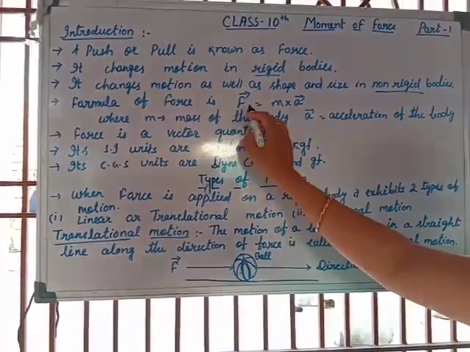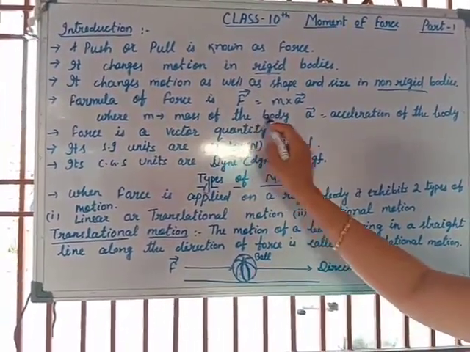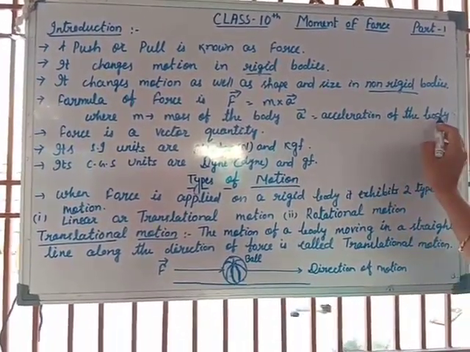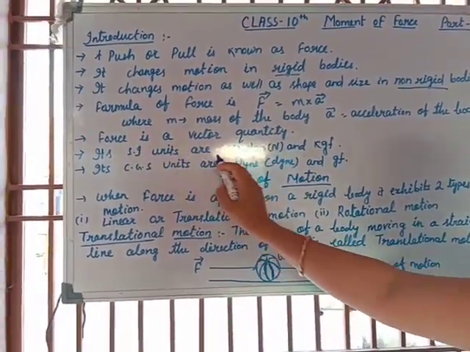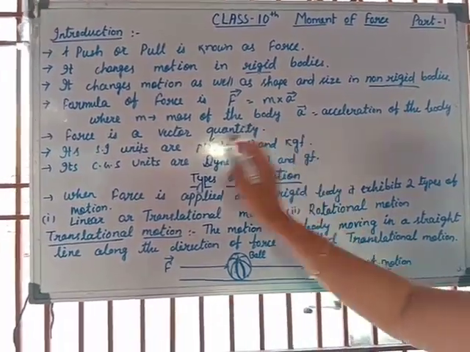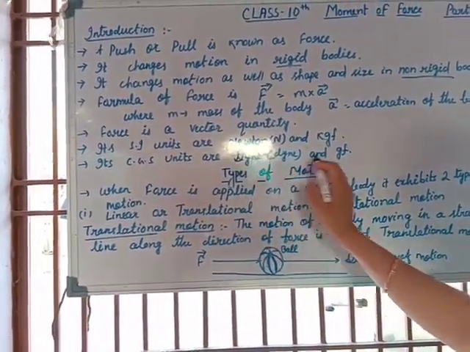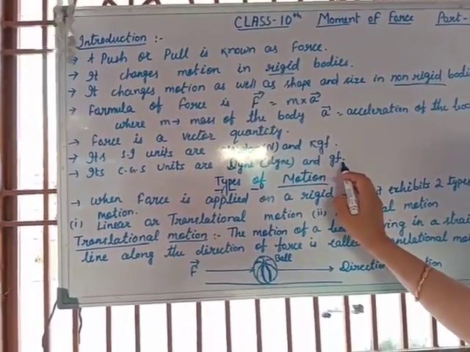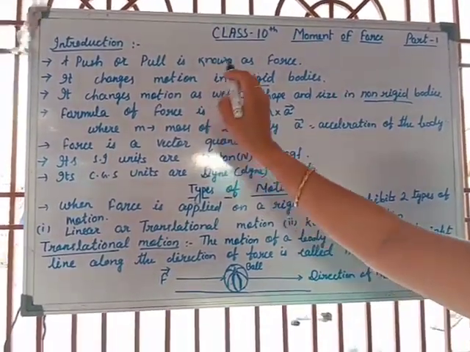The formula of force is force equals mass into acceleration, where m is the mass of the body and a is the acceleration of the body. And as you know, force is a vector quantity. Its SI units are Newton and kgf, which is known as the gravitational unit. Its CGS units are dyne and gram force, which are also gravitational units. So this is your introductory part.